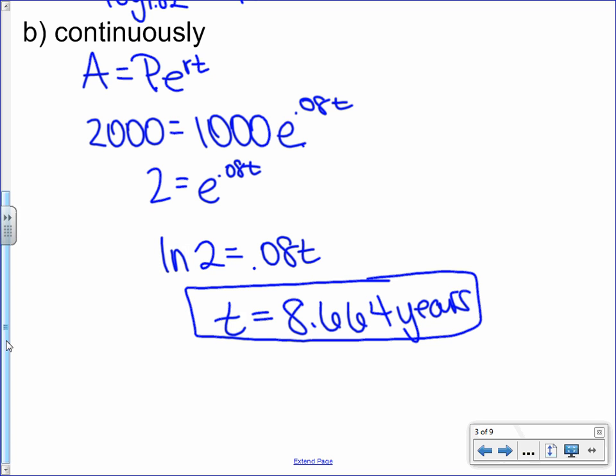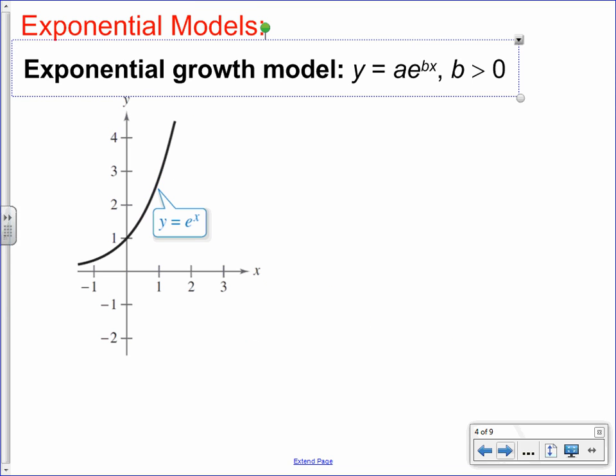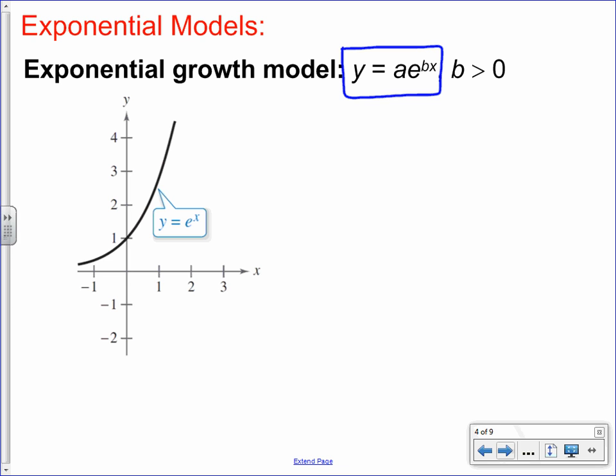Now what I want to talk about are those growth models and decay models. Oftentimes things happen in the world that grow exponentially. What is that going to look like? This right here: y equals a e to the bx. We know it's exponential growth because b is positive.